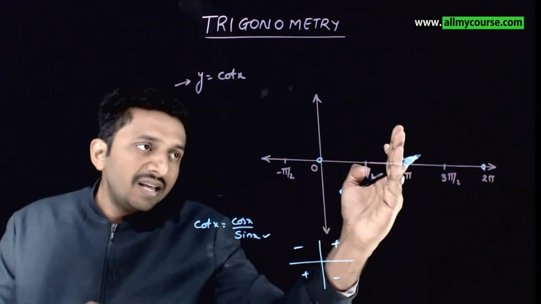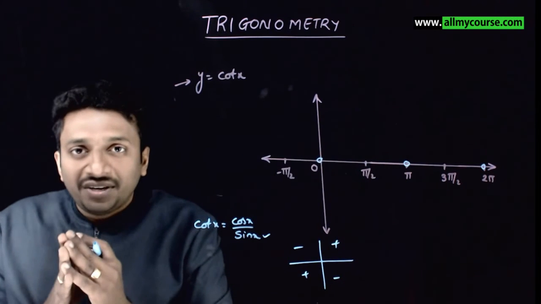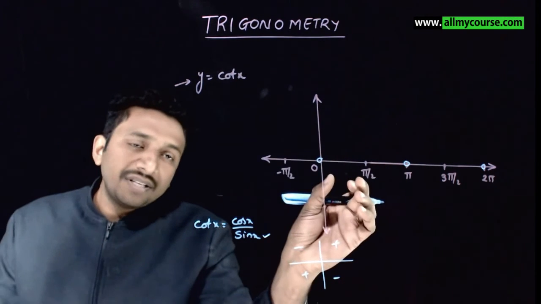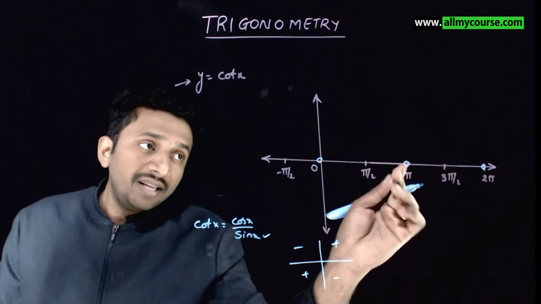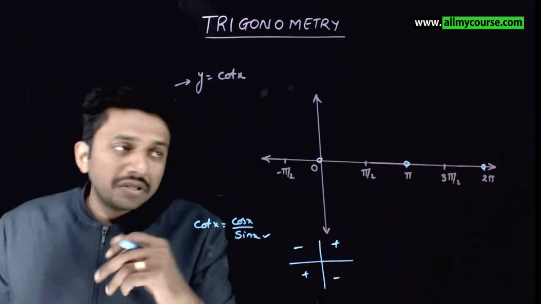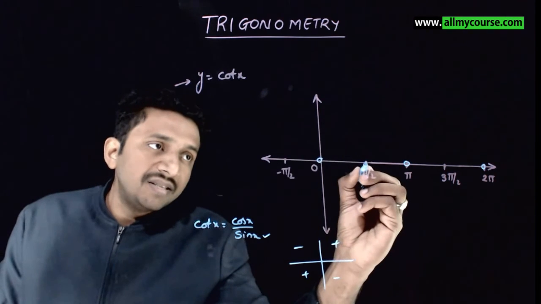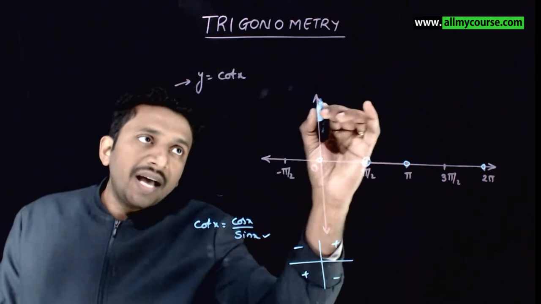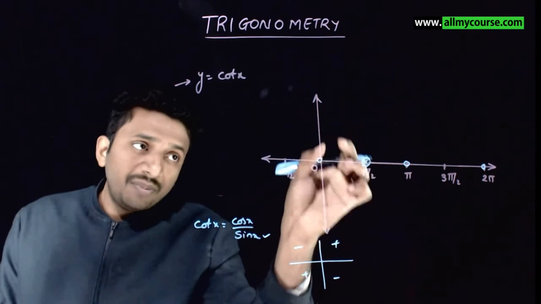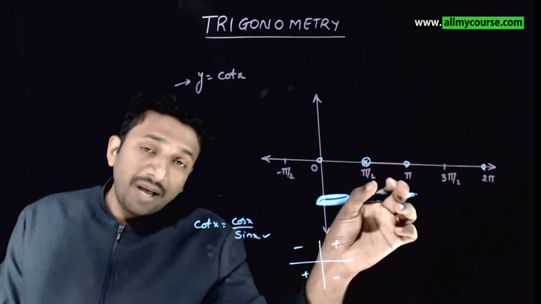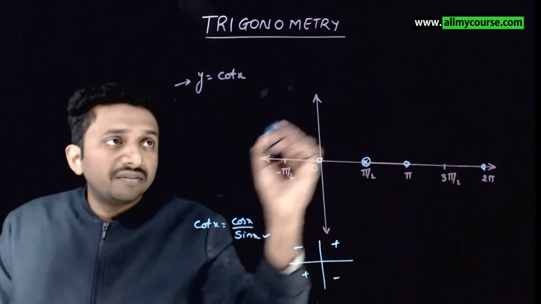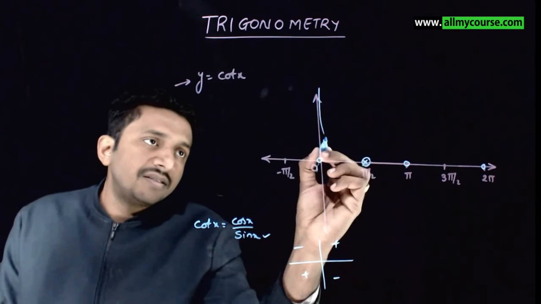That is, at these values of x, cot x goes to infinity. And in the first quadrant, cot x is positive, and in the second quadrant, cot x is negative. So how does the graph go? At x equals pi by 2, cot is 0. It has to go to plus infinity here because it is positive here. It has to go to minus infinity at x equals pi because in the second quadrant, cot is negative. So the graph looks something like this.